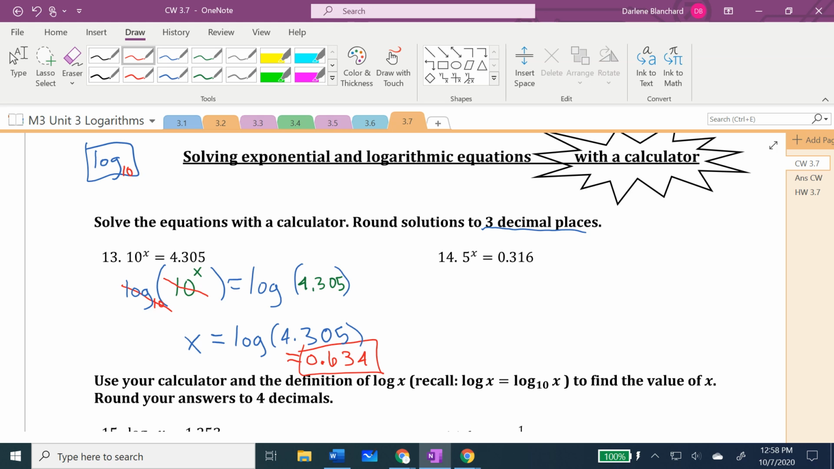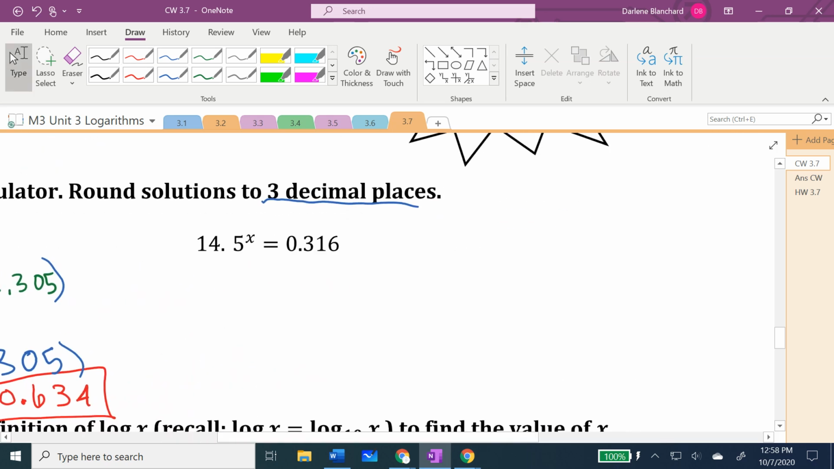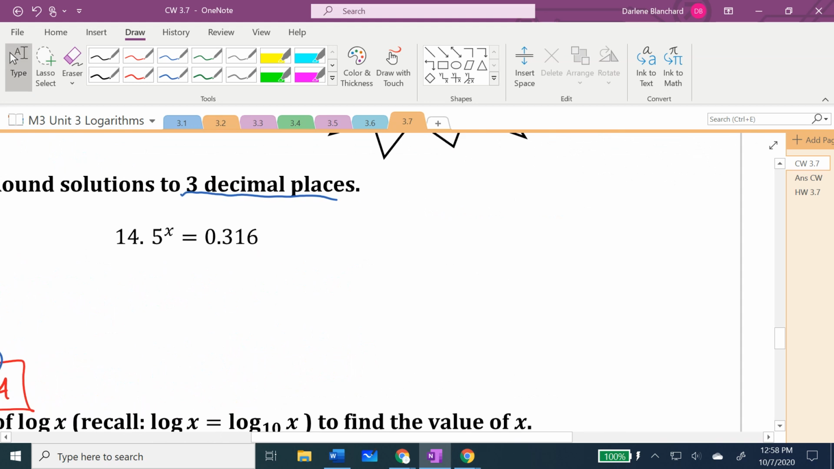Now, we need to talk about number 14. Number 14 is not a base 10 exponential. So listen very carefully. There are very few calculators that will allow you to put a base in for a logarithm. Most of them just have a log button and it's a base 10 logarithm. You don't want any extra formulas. So I'm going to show you how to get around having to memorize a, quote, change of base formula. You don't need it. You can go around it.